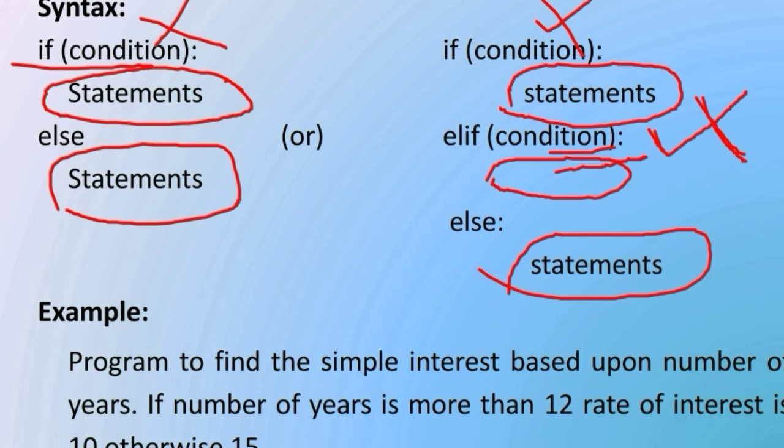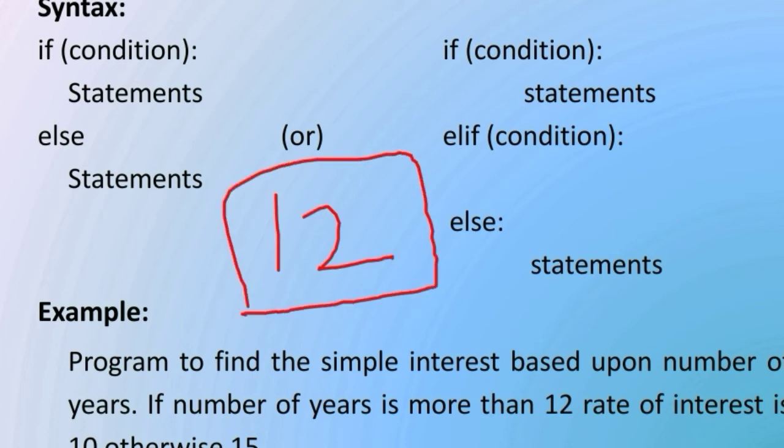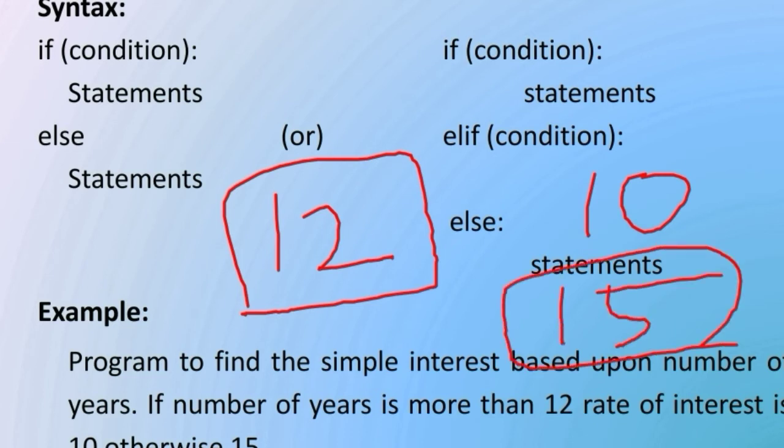So this is to find simple interest based on the number of years. If the number of years is more than 12, the rate of interest is 10, otherwise 15. So here we must check the condition, that is whether the number of years is 12 or less than 12. If that is 12 or 13, 14, the rate of interest is 10, otherwise the rate of interest is 15. Let's know the formula to find the simple interest.